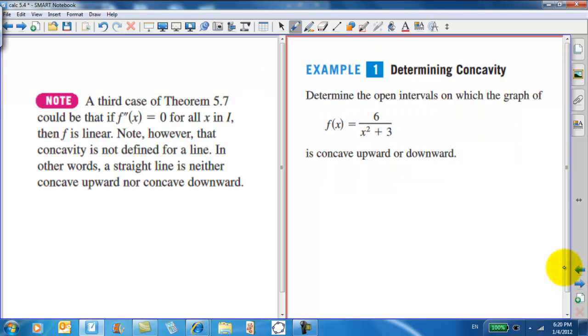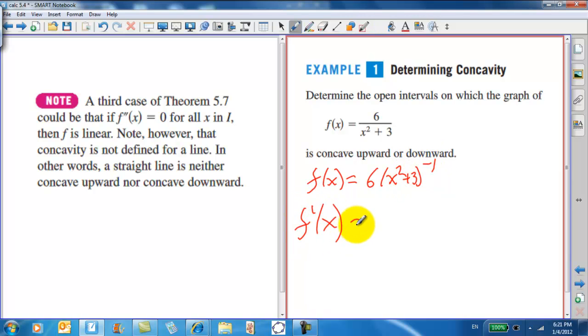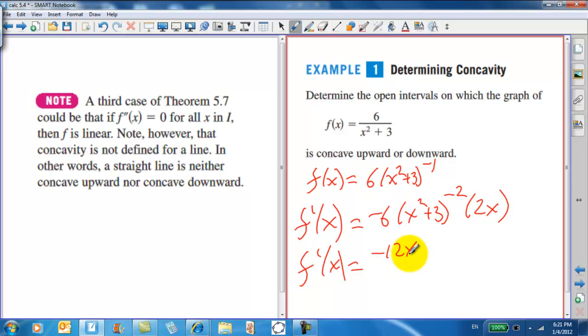So example 1, determine the open intervals in which the graph of this function is concave up or concave down. Well, let's find its first derivative, and we might find it handy to think of this as 6 times x squared plus 3 to the negative 1. Just to do the derivative easier, the first derivative then is negative 6 times x squared plus 3 to the negative 2, times the derivative of the inside, which is 2x. And so the first derivative is negative 12x times x squared plus 3 to the negative 2.